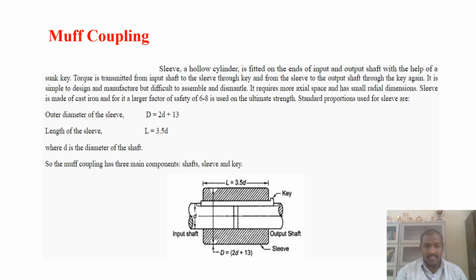It requires more axial space and has small radial dimensions, as clearly shown. Majorly, the factor of safety should be between 6 to 8. Normally it will be 6 to 7 or 8, and it is based on the ultimate strength. For the proportions, the outer diameter of the sleeve can be calculated by the formula capital D equals 2 times the diameter of the shaft, small d, plus 30, that is a standard value. And the length of the sleeve can be calculated by 3.5d, that is 3.5 times the diameter of the shaft.